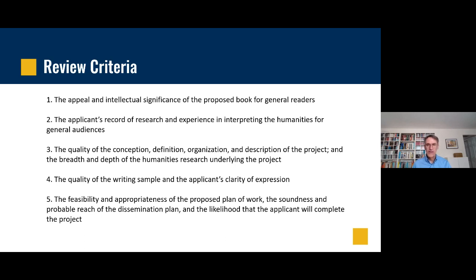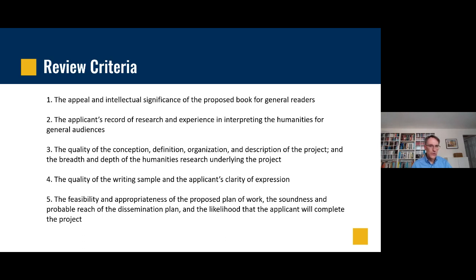The fifth criterion is the feasibility and appropriateness of the proposed plan of work, the soundness and probable reach of the dissemination plan, and the likelihood that the applicant will complete the project, not necessarily during the grant period. In the plan of work, you need to present a clear schedule of tasks, including the amount of time you're going to spend on each one.